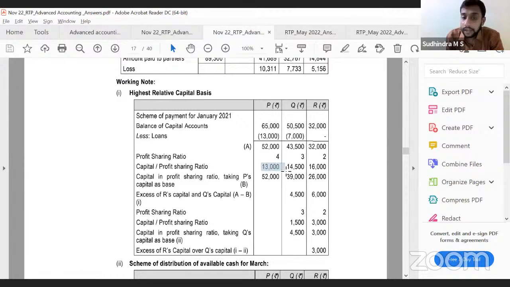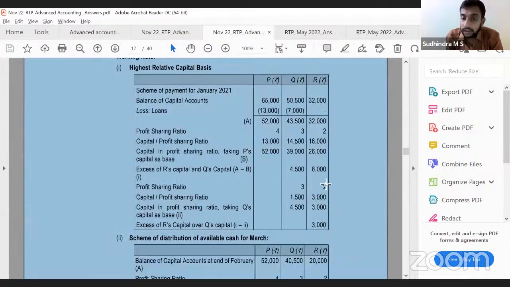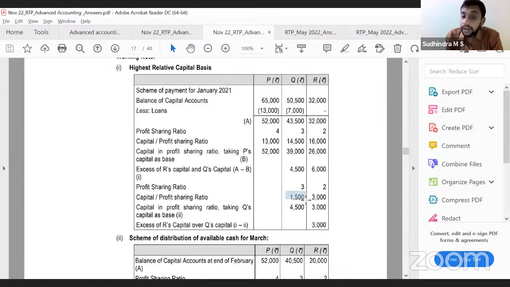This is the base capital, 13,000 into 4, 13,000 into 3, 13,000 into 2, we get 52, 39 and 26. So 43,500 minus 39, 4,500, 32 and 26, 6,000. This is the excess capital of Q and R. Again, further 3 and 2, 1,500 and 3,000, correct? 1,500 is the base capital, 1,500 into 3, 4,500, 1,500 into 2, 3,000.